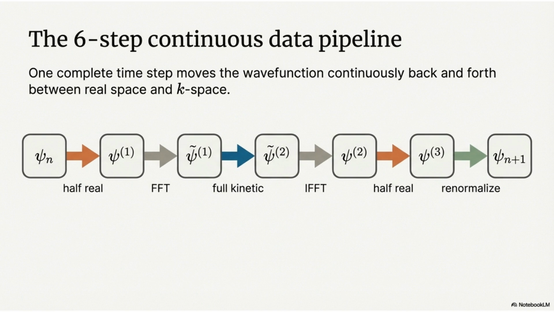This video describes the 6-step continuous data pipeline for propagating the Gross-Pitaevskii wave function. One complete time step moves the wave function continuously back and forth between real space and k-space.